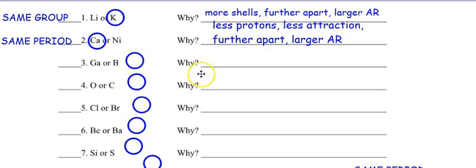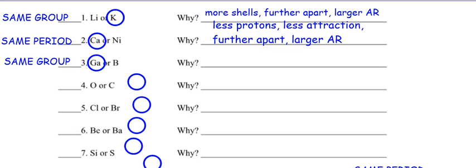Okay. So what about gallium and boron? They're in the same group, aren't they? Looking at that periodic table, which one's bigger? Gallium is. Why? More shells, the same answer up here. More shells, further apart, larger atomic radius.